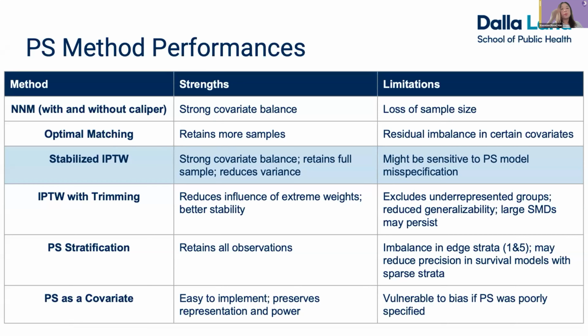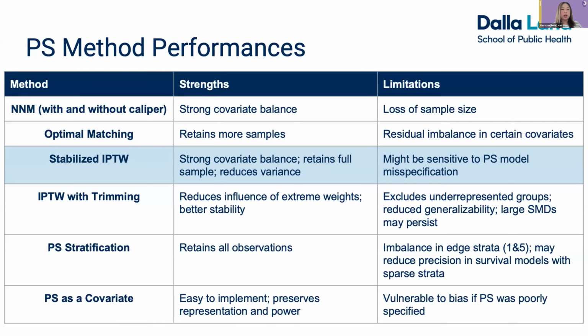Similarly for optimal matching, even though it can retain more samples, there were still residual imbalances observed in certain covariates. And I have highlighted the stabilized inverse probability of treatment weighting here because it is showing more optimal performance and can increase the generalizability of the study, because it shows strong covariate balance after its application while also retaining the full sample size.